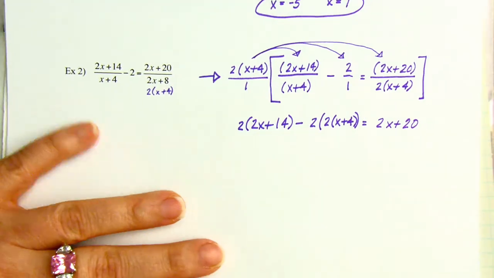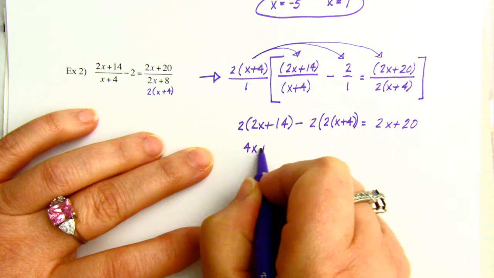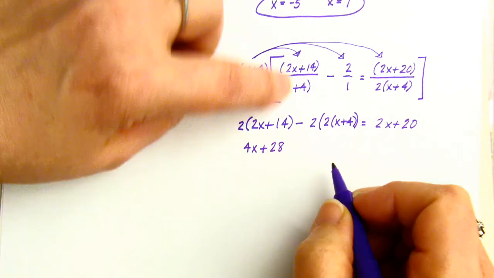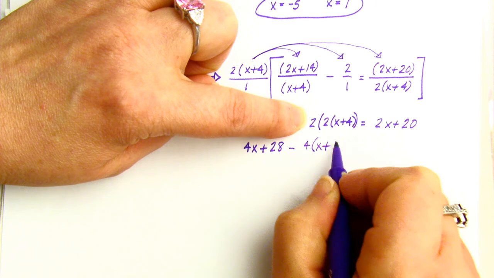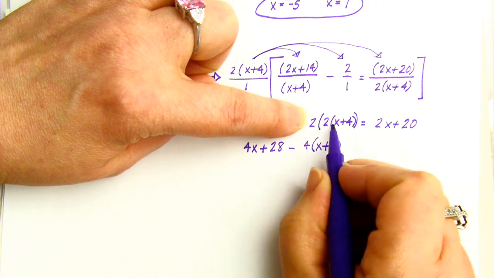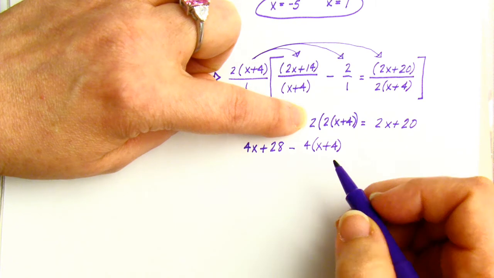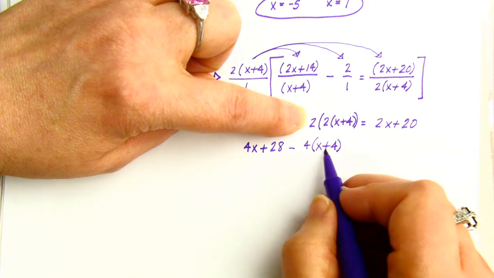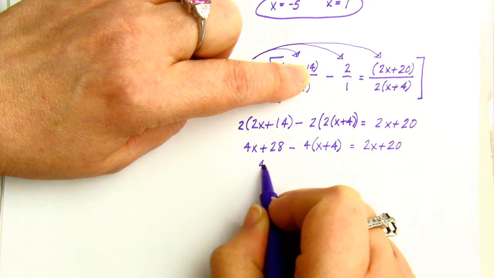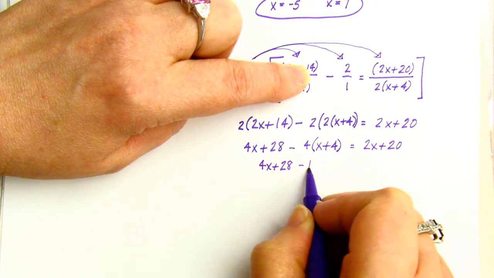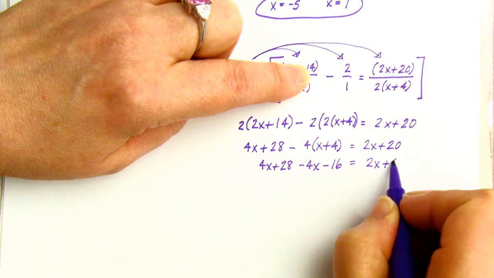All right, let's start removing grouping symbols. This is 4x plus 28. Subtract, 2 times 2 is 4 times the quantity x plus 4. You can't multiply this 2 in there and this 2 in there. Okay, it would be too much. So 2 times 2 is 4, and then here's my quantity x plus 4 equals 2x plus 20. 4x plus 28, subtract 4x, subtract 16 equals 2x plus 20.